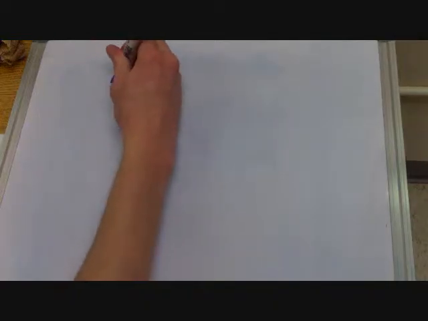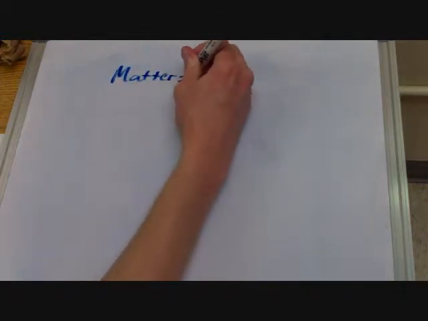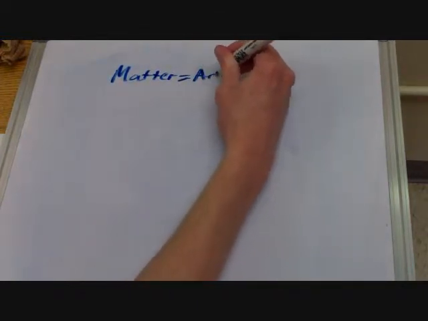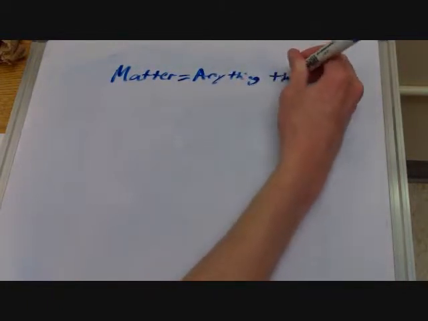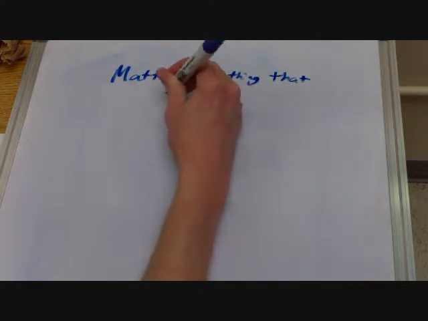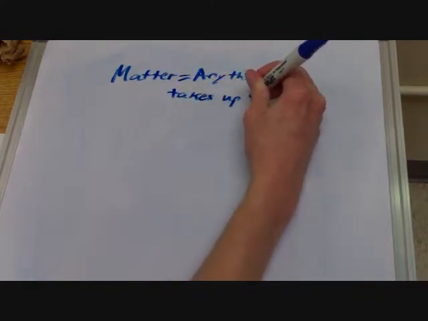The definition of matter is anything that takes up space. Matter can be found everywhere in our generation. There are three different phases of matter: solids, liquids, and gas. All three of these phases of matter have different properties that separate them from one another.